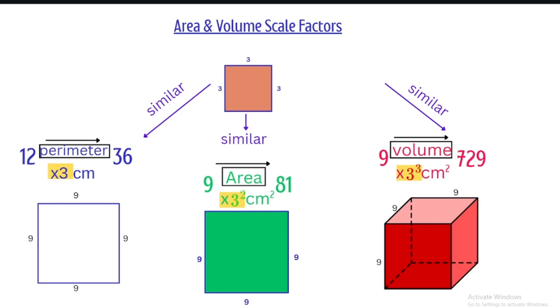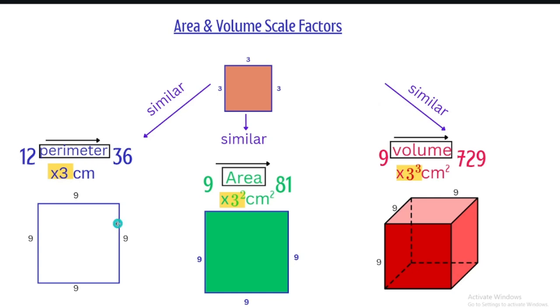Today's lesson is about how the scale factor affects perimeter, area, and volumes. When we see the first part here, the two squares are similar, meaning the shapes are the same, but the sides are not.